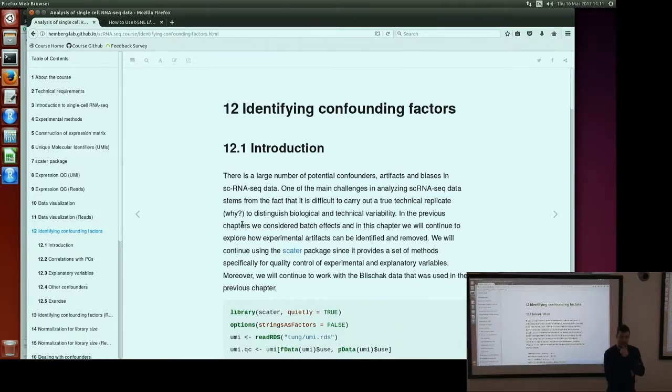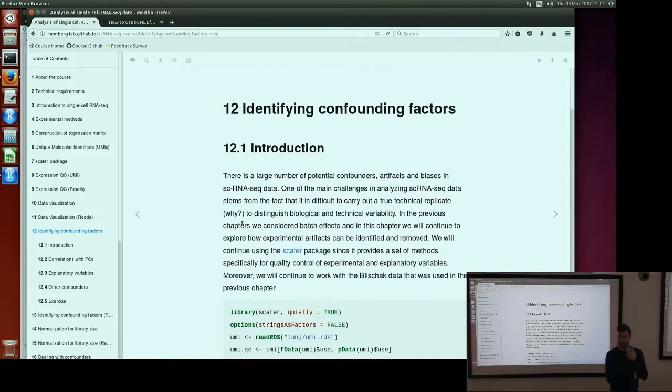So there are a large number of potential confounders, artifacts and biases that can be introduced into single-cell RNA-seq data, and that goes from the very first aspects of the data production process, from isolating cells through to sequencing and all the rest. Part of the challenge we have to face is that it's very difficult to carry out a true technical replicate in single-cell RNA-seq data.